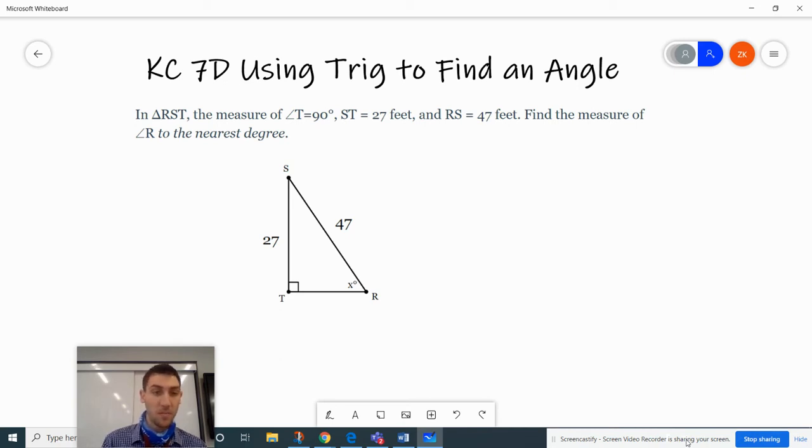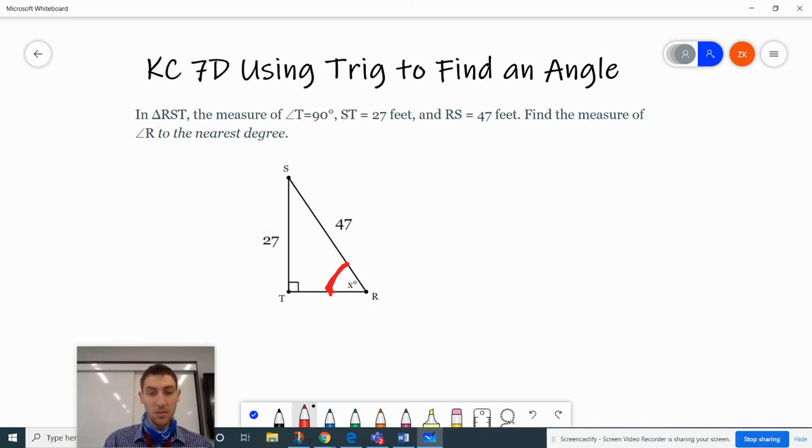When we work through this problem, in this example we are given 27 as a side and 47 as a side, but we're not given the angle. So in this problem, you can always figure out if you're trying to find an angle based off of where the missing value is. So in this case, x, our angle, is the missing value.